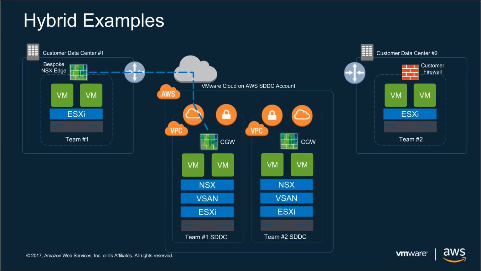For team number 2, they do not necessarily care about being able to live migrate VMs. They're looking to consolidate this data center down and shut it down. So in this case, they just want to be able to move the workloads easily without having to go through a re-platforming effort. They could just leverage an IPsec VPN connection between a standard firewall in their on-prem environment and the CGW running inside of their SDDC. This provides basic IP connectivity. They can then move those VMs over into VMware Cloud on AWS, and then shut down that data center when it's no longer necessary.